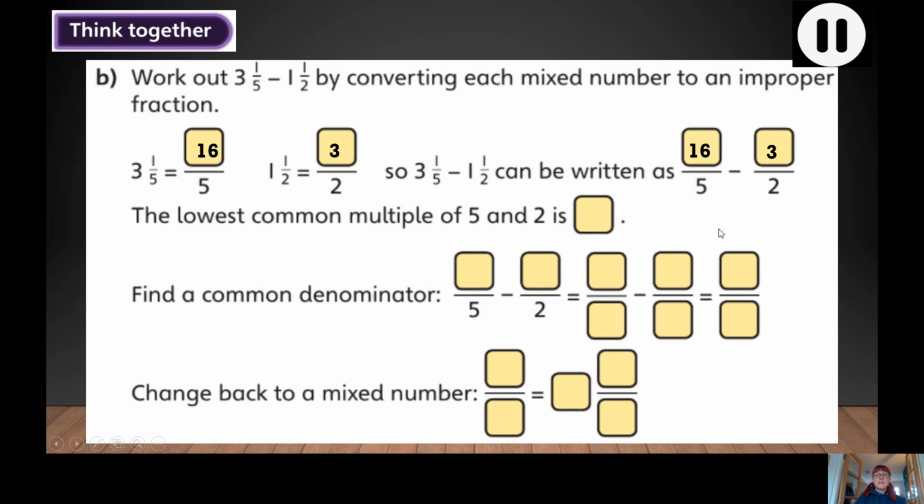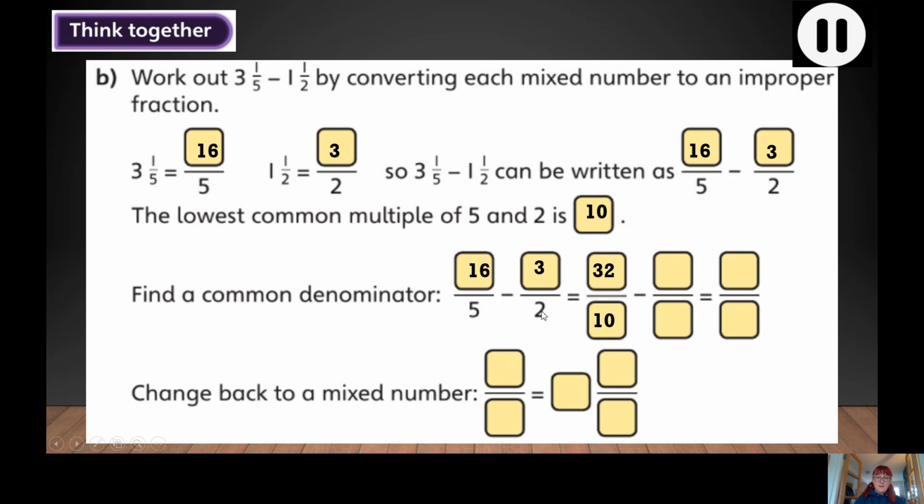But the problem is the denominator. So we need to find the lowest common multiple of both 5 and 2, and you've guessed it, of course, it's 10. So now we need to find the common denominator. We've got 5 and 2 as denominators, so we need to convert 16/5 subtract 3/2 into tenths. And of course, we will have 5 multiplied by 2 gives us the 10th. 16 you multiply by 2 gives us 32. So 16/5 is equivalent to 32 tenths.